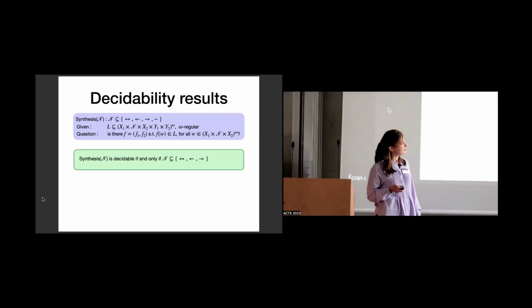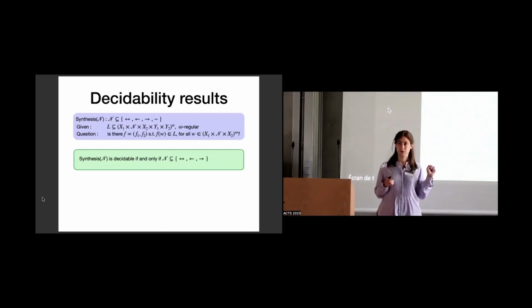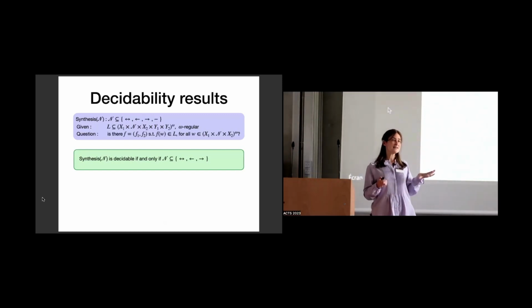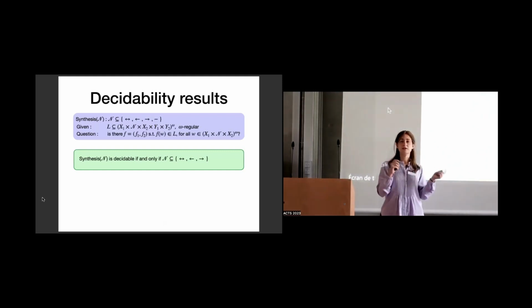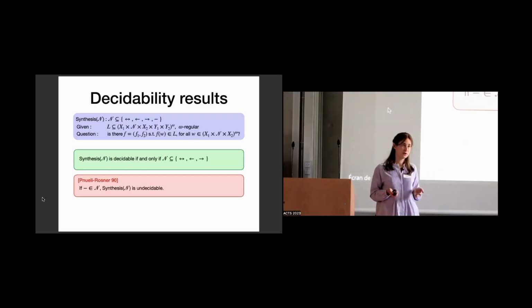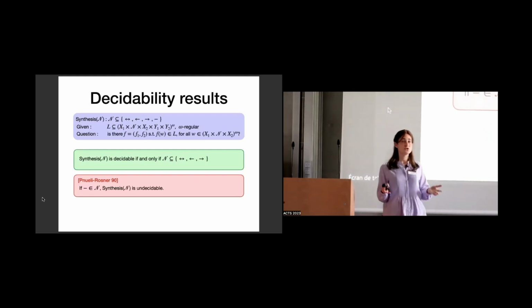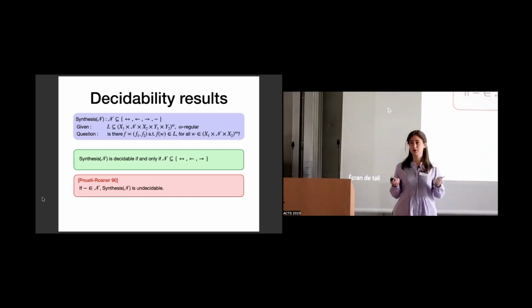Okay, so the result is that you can decide this problem if and only if you forbid the no communication link. So if at any time the communication occurs either in one sense or the other, then the synthesis problem is decidable, and reciprocally. One direction comes directly from the proof of Pnueli and Rosner, because if you allow the empty communication link in your network, then you can have an execution where they never communicate, and you're back to this totally disconnected architecture where the problem was undecidable.